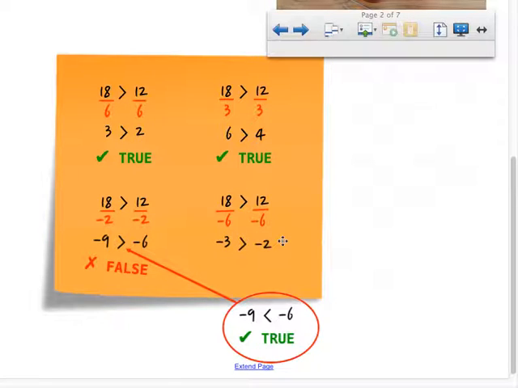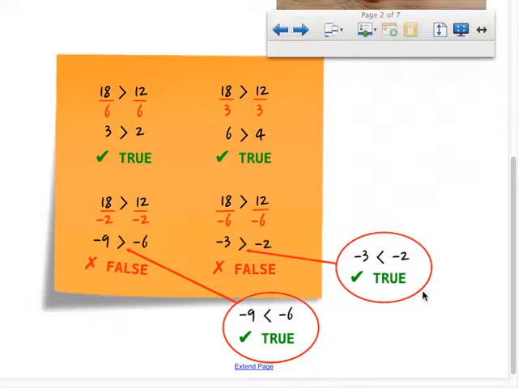Negative 3 is greater than negative 2. Is that true? No. How do I fix that? Change the sign. What sign? The greater than, I got to change the greater than to what? Less than. Right. So if we fix that, here's how we fix that. Do you guys see how we fixed it?